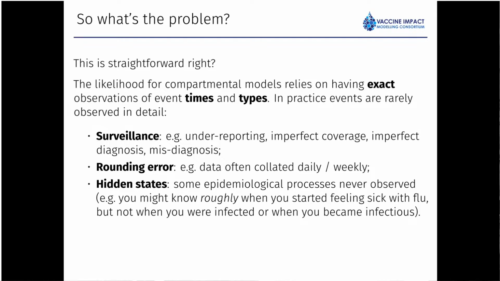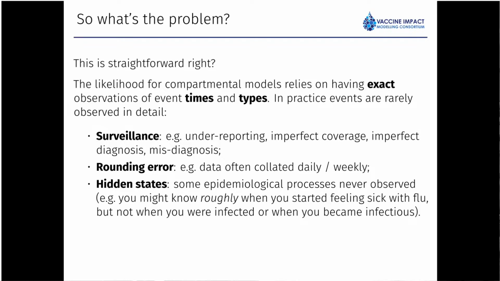And there's lots of reasons why we don't observe this. So, I mean, there's things like surveillance. Surveillance is often biased. We often have underreporting, imperfect coverage. We might have misdiagnoses of conditions. We might have false positives and false negatives of a diagnostic test. There's lots of reasons why what we're observing is not an exact map to this. We also often have rounding error, okay? So many data sets, particularly in real time, might be rounded to the nearest week or the nearest day. They're not exact.